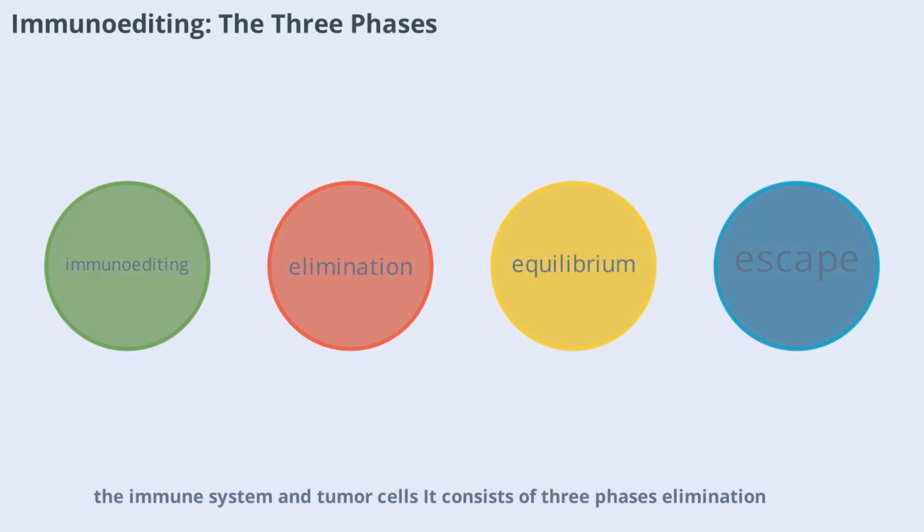Immunoediting describes the dynamic relationship between the immune system and tumor cells. It consists of three phases: elimination, equilibrium, and escape. In the elimination phase, the immune system successfully destroys cancer cells. During equilibrium, some cancer cells survive but are kept in check. In the escape phase, cancer cells evade immune detection and grow uncontrollably. This concept helps explain why some tumors can remain dormant for years before suddenly progressing.